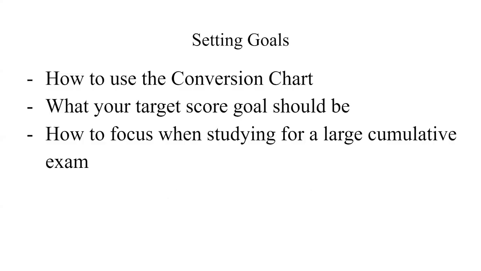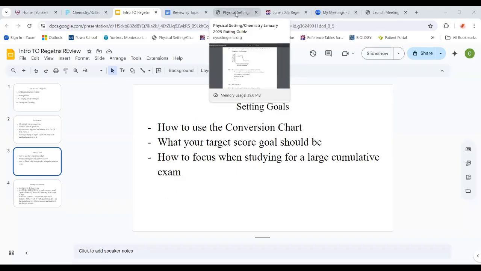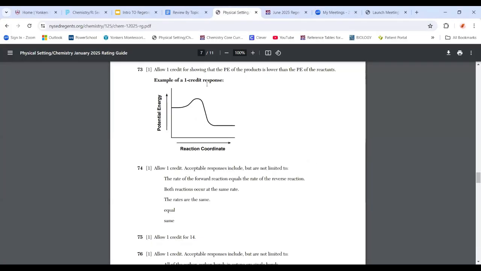So the first thing I'm going to explain to you is how to use a conversion chart to set your goals and figure out what your target score goal should be. And then also, I'm going to show you how to focus on different things when you're trying to study for a large cumulative exam. This usually makes kids short circuit and they end up studying in ways that are really ineffective and very time consuming. So it's not that they don't study, it's that they spend a brutal amount of time studying in a way that's not actually going to work for them.